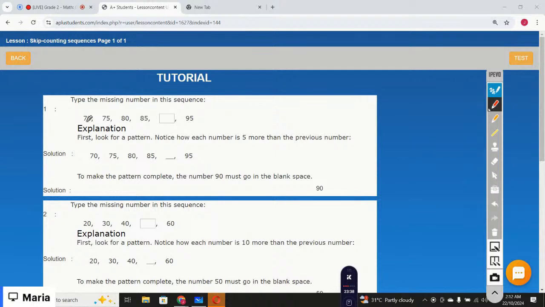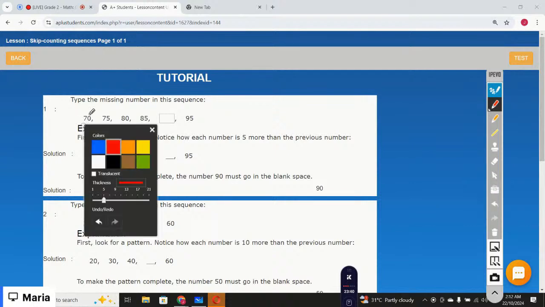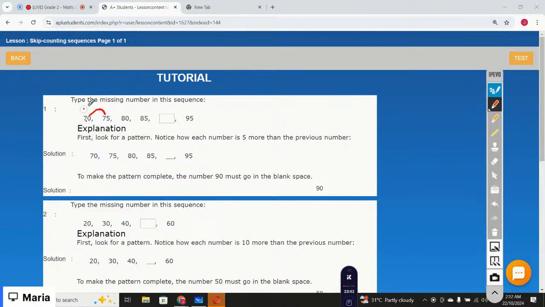For example, the sequence is starting with 70, right? And 70 plus 5 makes 75, right? Then 75 plus 5 is 80. Then 80 plus 5 is 85. That means the pattern is growing by 5. You can get the next number by adding 5, right?